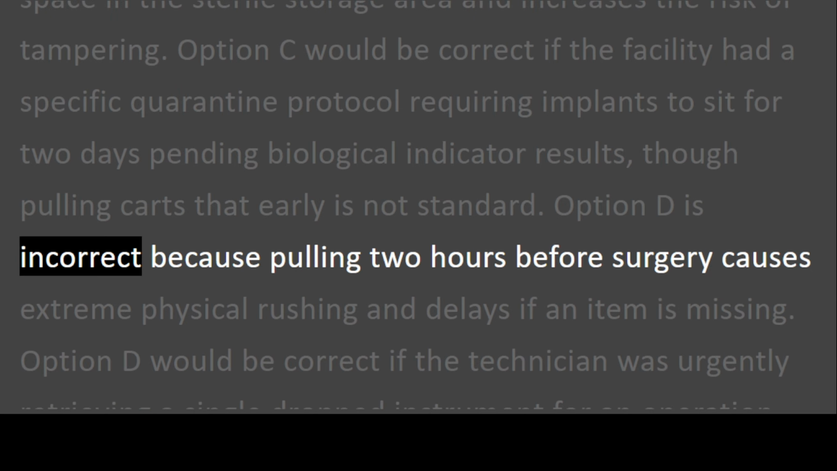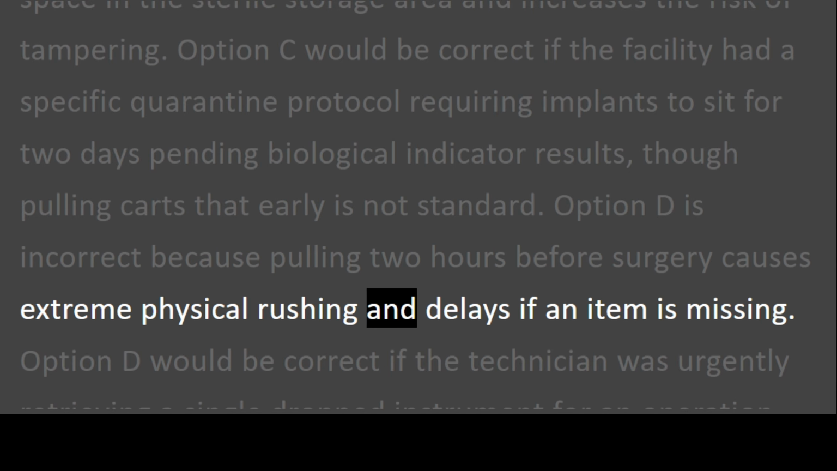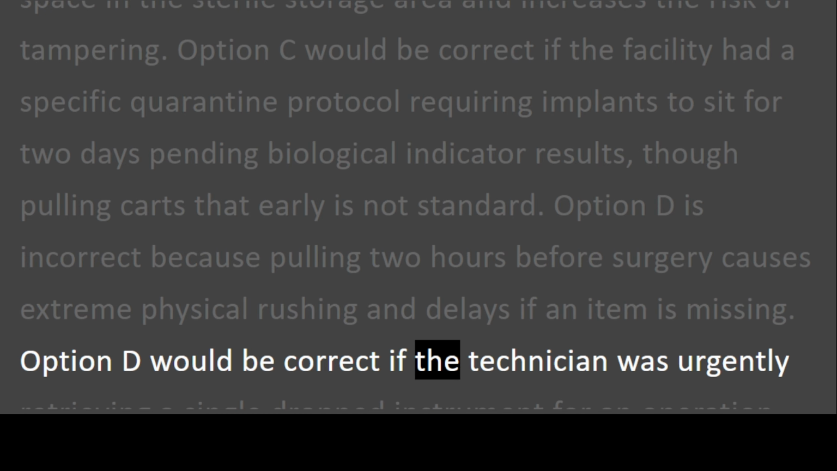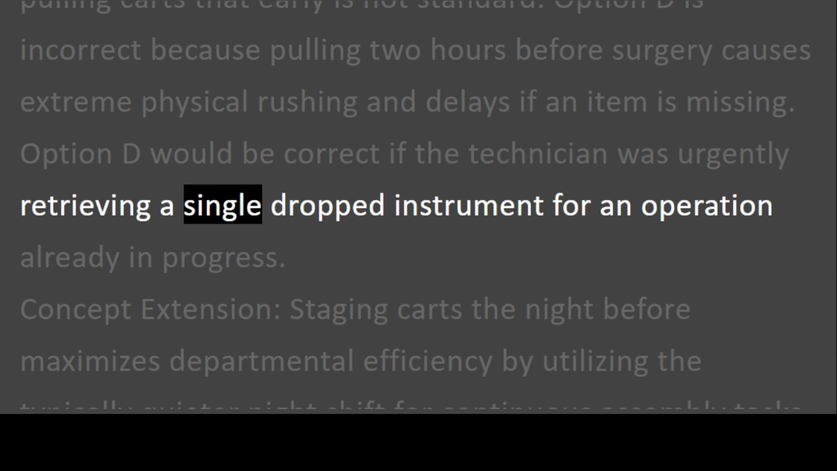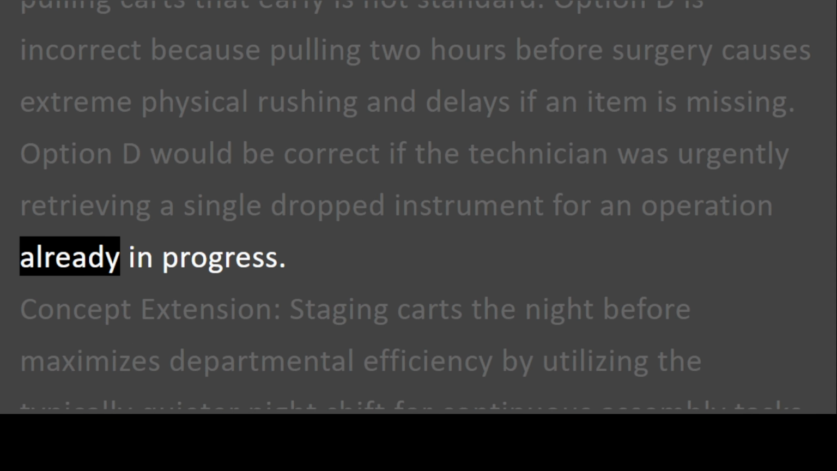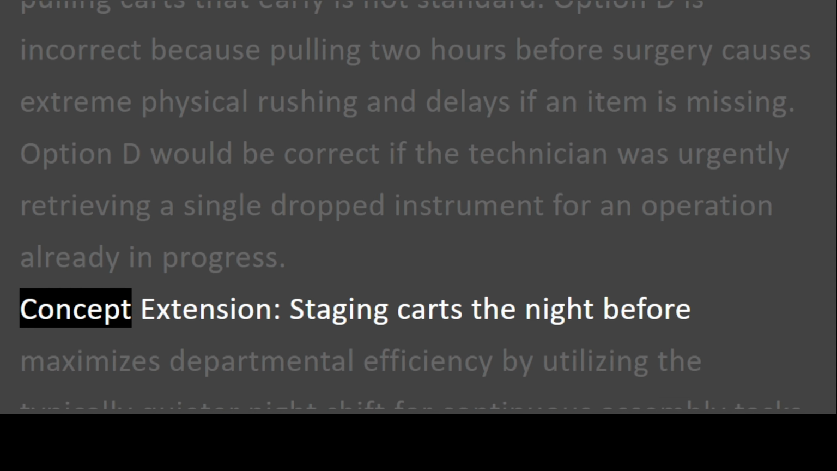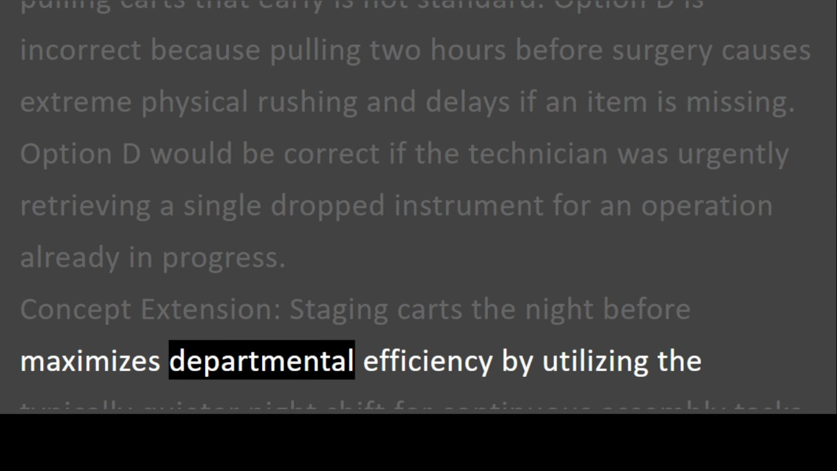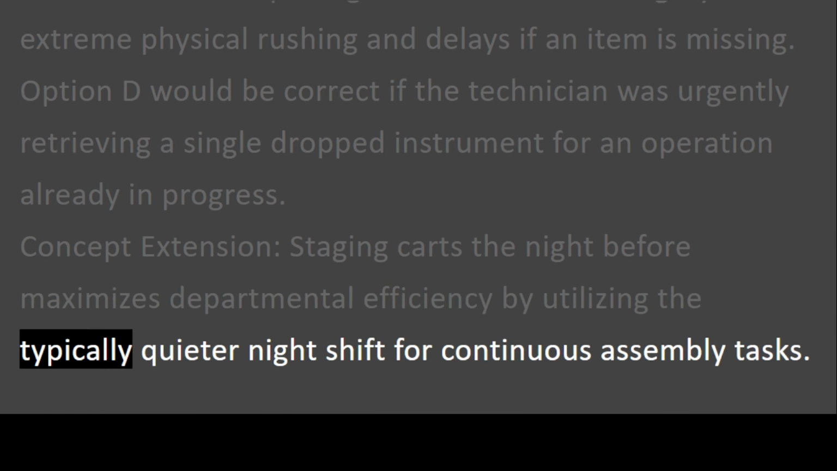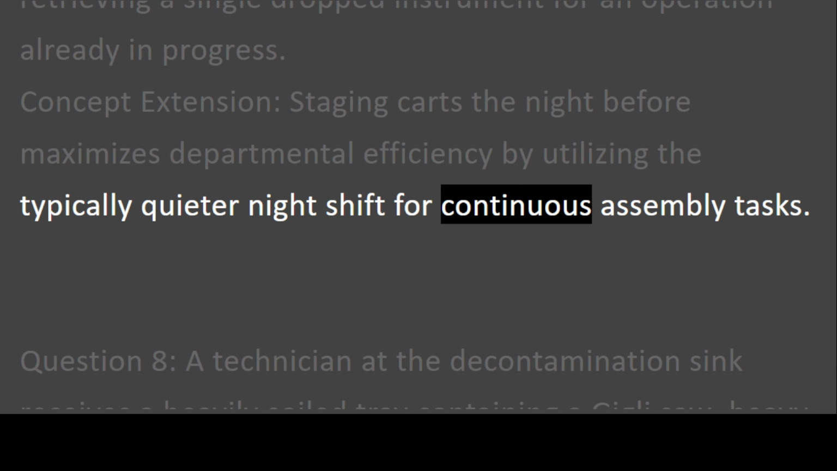Option D is incorrect because pulling 2 hours before surgery causes extreme physical rushing and delays if an item is missing. Option D would be correct if the technician was urgently retrieving a single dropped instrument for an operation already in progress. Concept extension. Staging carts the night before maximizes departmental efficiency by utilizing the typically quieter night shift for continuous assembly tasks. Question 8.